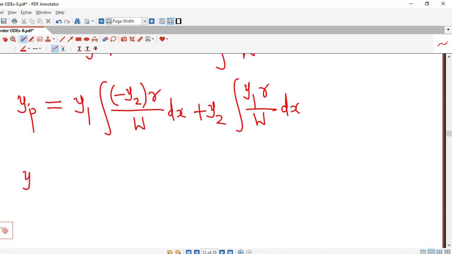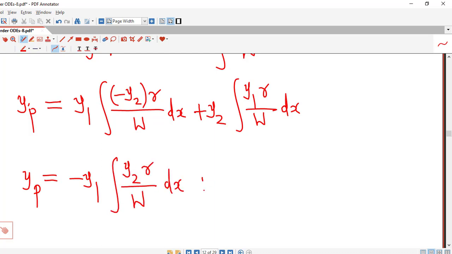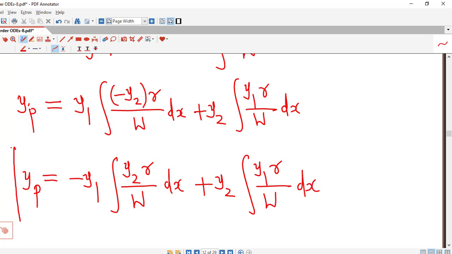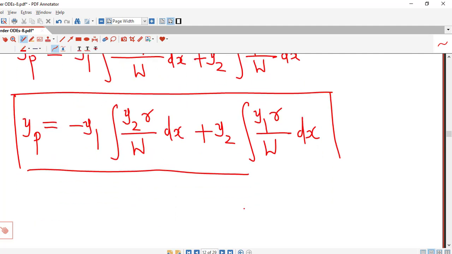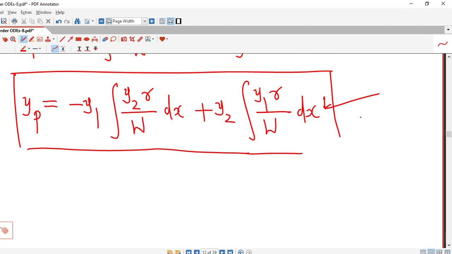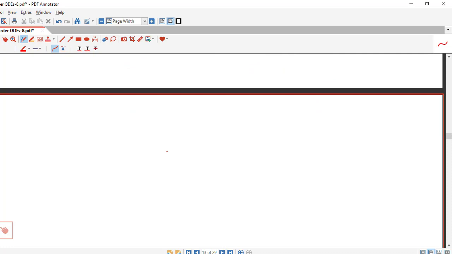We can take this negative sign outside: yp equal to minus y1 times the integral of y2 r over w dx plus y2 times the integral of y1 r over w dx. So this is the particular case of the general formula for n equal to 2, and we have solved second order non-homogeneous ODEs using this formula up to before this lecture. So this formula for second order ODE is the particular case of the general formula which we have just discussed.